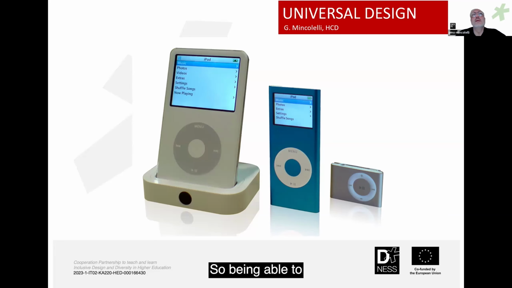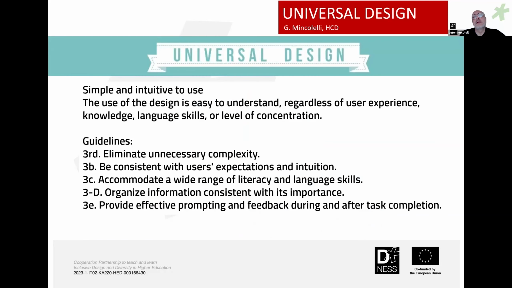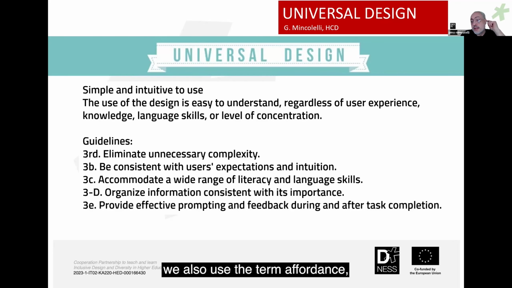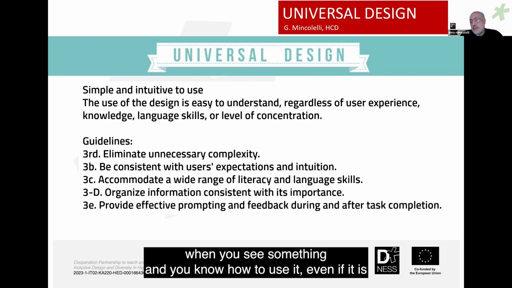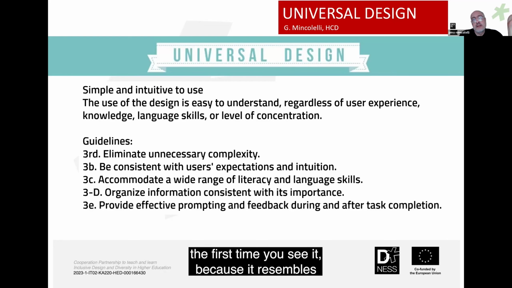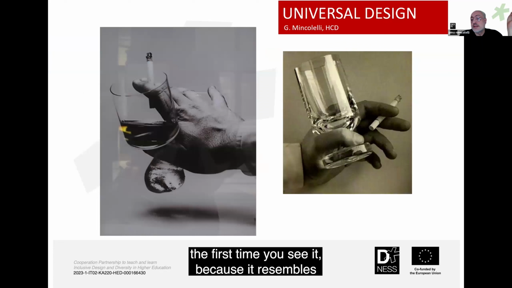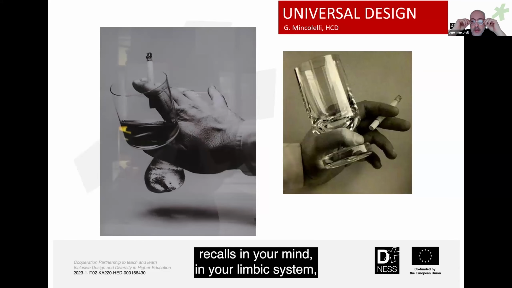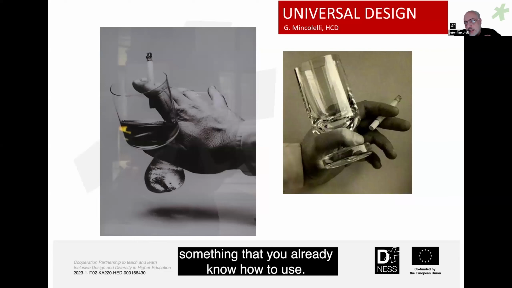So being able to make something like this, we also use the term affordance. When you see something, you know how to use it, even if it is the first time you see it, because it resembles, recalls in your mind, in your limbic system, something that you already know how to use.